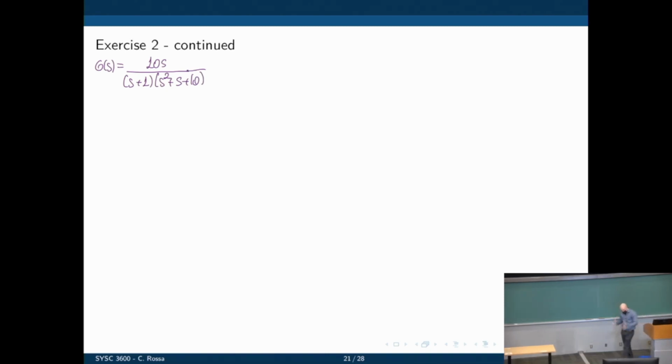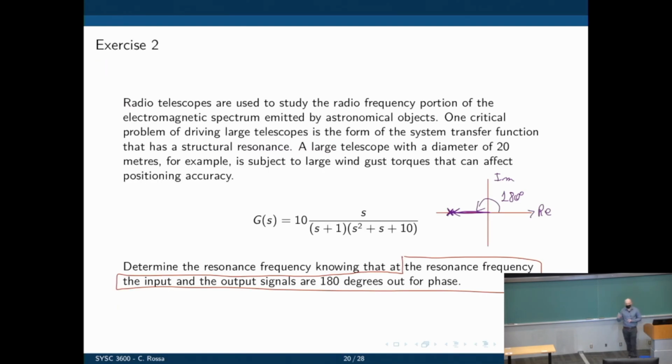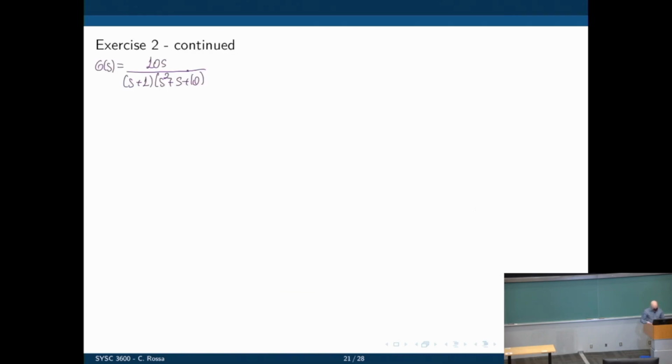So when the input and the output are 180 degrees out of phase, that means the phase of the transfer function has got to be 180 degrees. And once again, when you plot that on the imaginary-real plane here, we see that the imaginary component is 0. So in order to find the resonance frequency, we are looking for the frequency where the phase is 180 degrees, where the imaginary part is 0. So to do that, let's first find the real and imaginary parts.